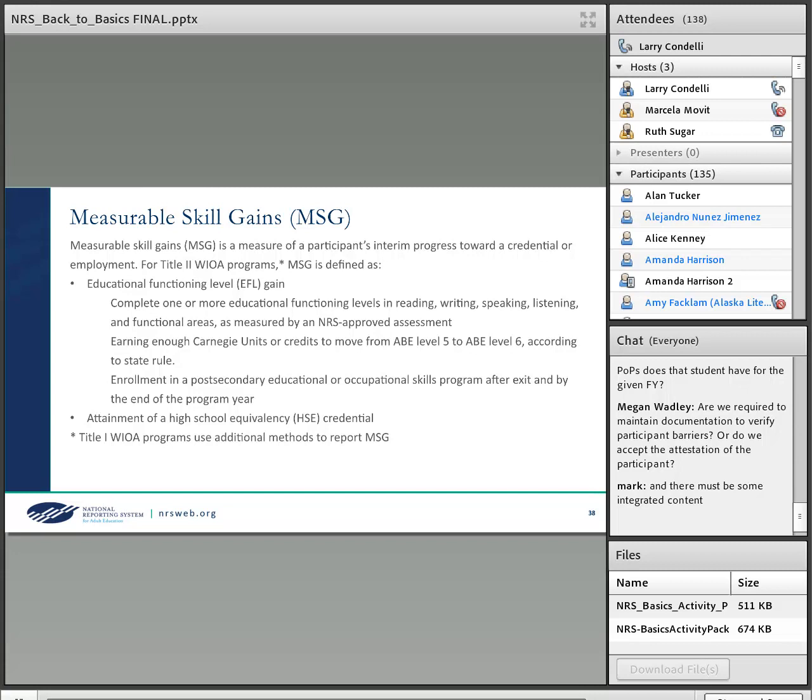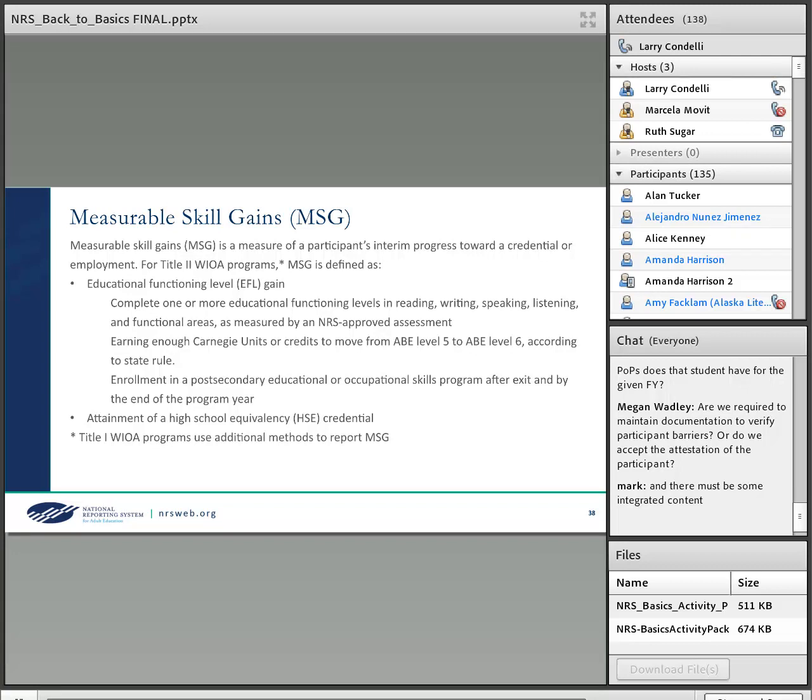There's also basically credit for post-secondary level students through Carnegie units, moving from level 5 to level 6, if you have, for example, an adult high school where you have this type of service. And then just an enrollment in post-secondary education after exit. So a participant comes to your program, exits, and before the end of the year enters post-secondary or an occupational skills program, that can count as an MSG as well.